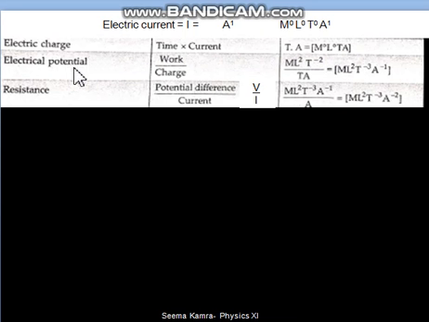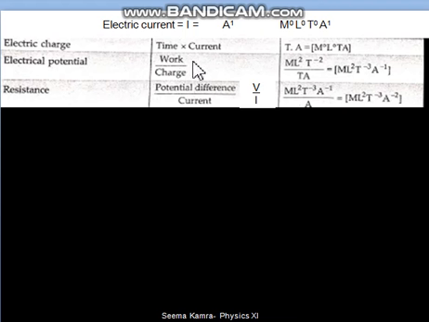Next quantity is potential. Potential's basic definition is work upon charge. This was covered in class 10th in the circuit chapter. So potential is also known as voltage. So potential or voltage formula is work upon charge.